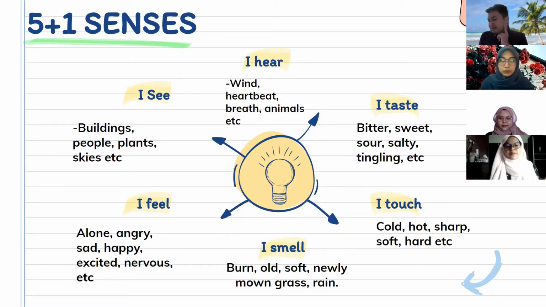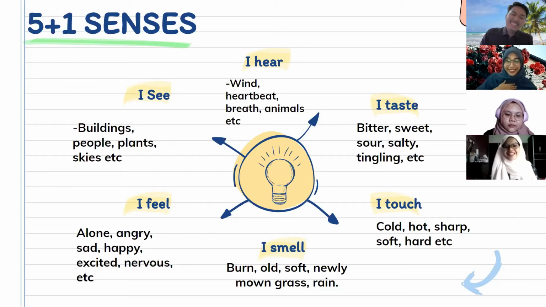We hear with what? Ears. Yeah, good. We can hear wind, heartbeat, breath, animals, and many more. And the second one is I see. We see with eyes. Good. So we can see buildings, people, plants, skies, and many more. And the third one is I feel. We feel with heart. Good. So we can feel alone, angry, sad, happy, excited, nervous, and many more.